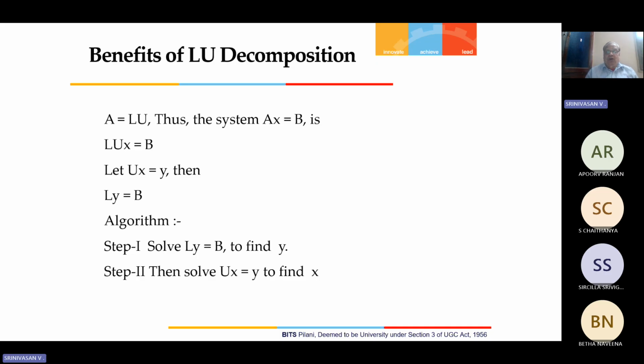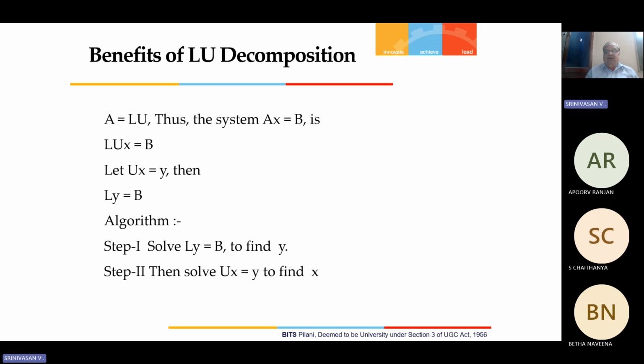So U is a 3 by 3 matrix, X1, X2, X3 are the components of the unknown vector X, and you have the constants already found from this matrix equation. This is how we get back to finding the unknowns X1, X2, X3, or the vector X as a whole. Okay, that's all. So what's the algorithm? Step by step procedure: solve first LY equal to B to find Y. Then solve UX equal to Y to find X.